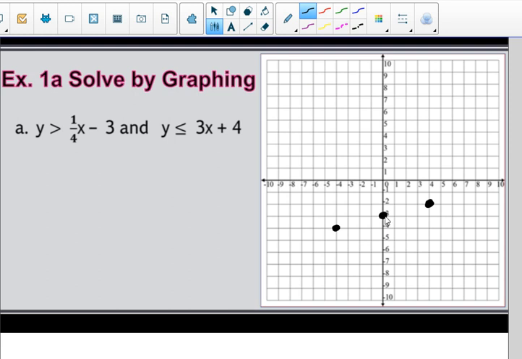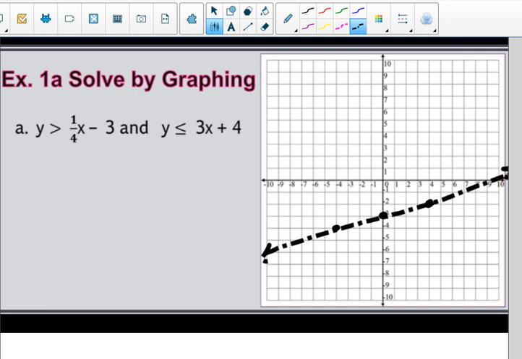And I'll just use at least 3 points so I can make my line as accurate as possible. Since I have a greater than, I know it's going to be a dotted line or a dashed line. So I'm just going to draw my dashed line here through my points. And I know everything on that one is going to be shaded above the line, but I'm going to wait for the shading until the very end.